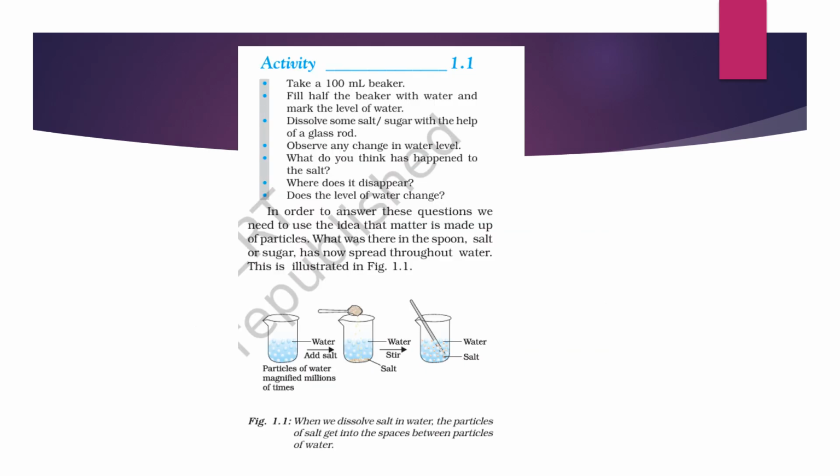So here's the activity 1.1. We take a 100 ml beaker. Okay, fill half the beaker with water and mark the level of water. So here the diagram shows you are taking a beaker, you are adding water to it, half of it, and you are marking its level. Now you dissolve some salt or sugar with the help of a glass rod. So you can take either sugar or salt, you add it, and then you stir it with the help of the glass rod.